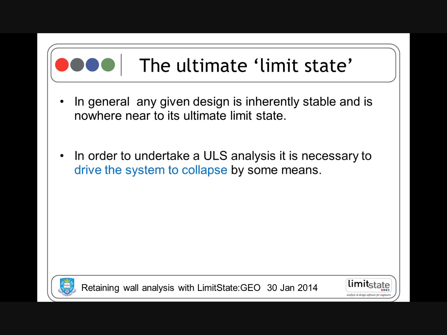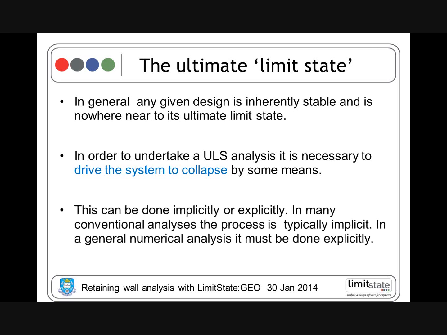So to do an ultimate limit state analysis, we somehow have to drive the system to collapse by some means. So in the software, we have to find a way of making the system collapse. In reality, if you wanted a retaining wall to collapse, you'd have to go along and push it or reduce its length or damage it in some way.